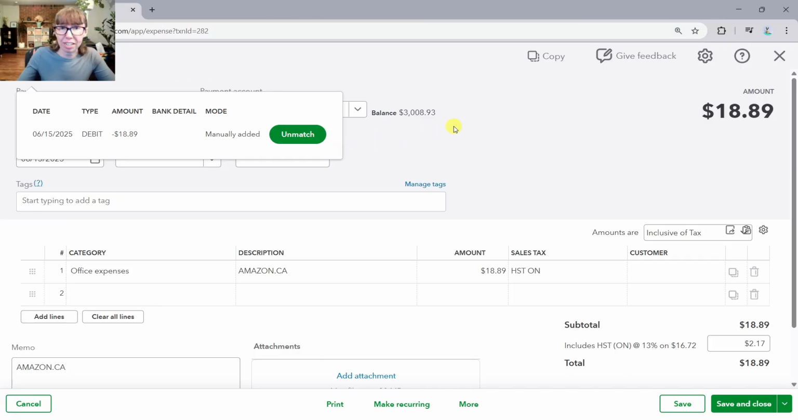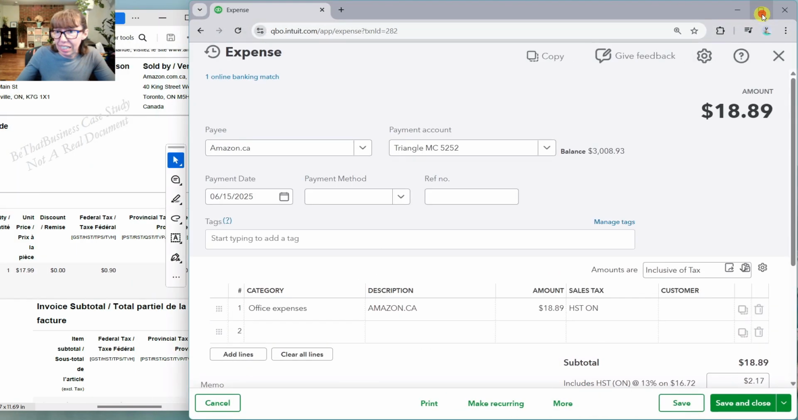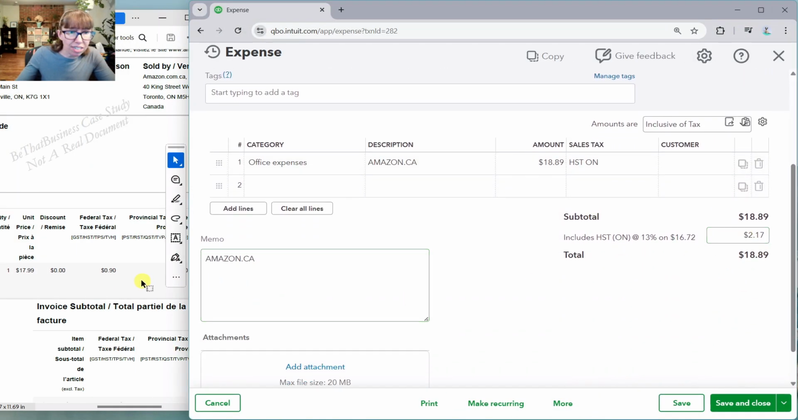So there's the benefits. But in this case, you can see the HST is $2.17, but it should be 90 cents. There was no way for us to see and visually check that the HST is correct. So we're going to go ahead and just change that here easily enough to just 90 cents. You can see that the new QBO is not changing the total on us. That's great, just the pre-tax amount.